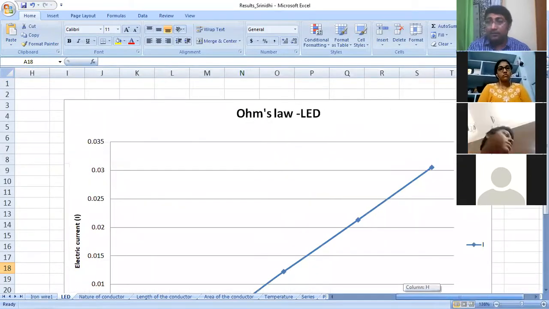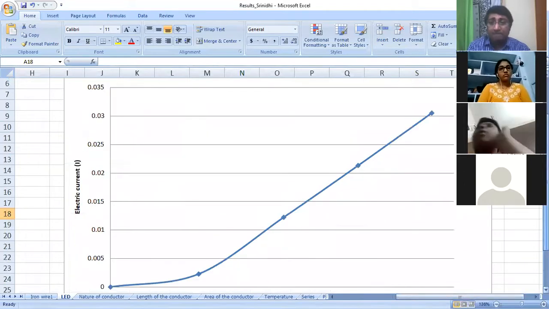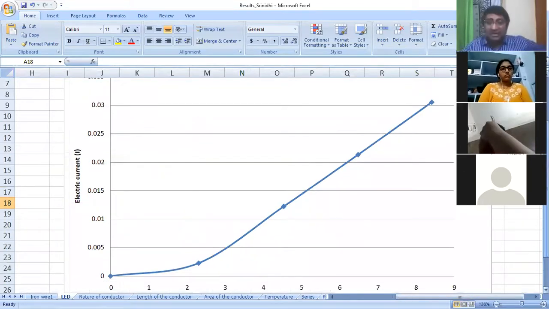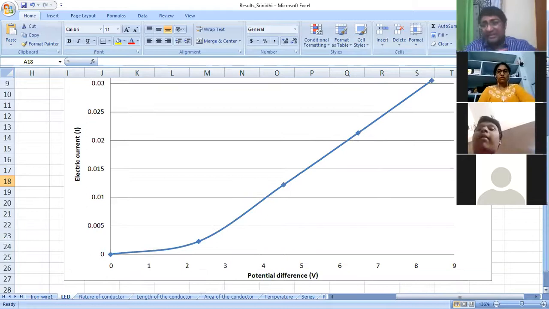Right. Please observe this graph very carefully. Okay, so it's clear non-linearity. That means it's a non-ohmic conductor. But now let's look at resistance. If it's a single straight line, then what it means is the resistance is constant everywhere.